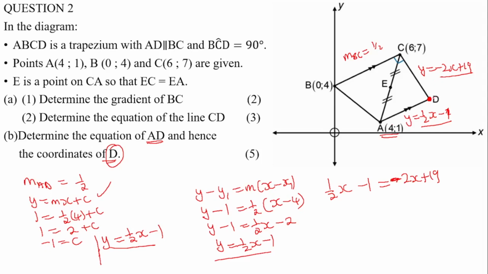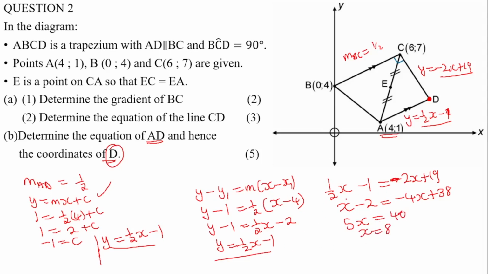Equate the two functions. The best thing here will be to multiply everything by 2, then we get x minus 2 is equal to negative 4x, then plus 38. Okay, and then we can add 4x on both sides of the equation, we get 5x. Then add 2 on both sides of the equation, you get 40. Then divide by 5 on both sides of the equation, x is equal to 8.